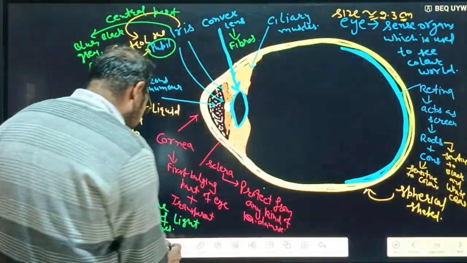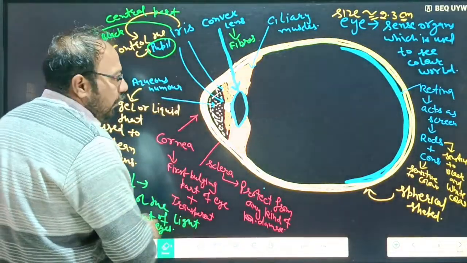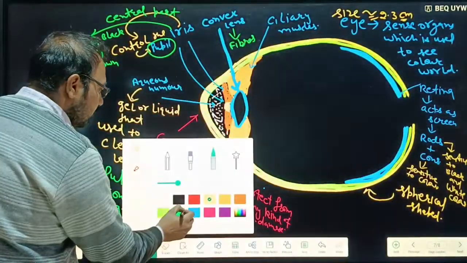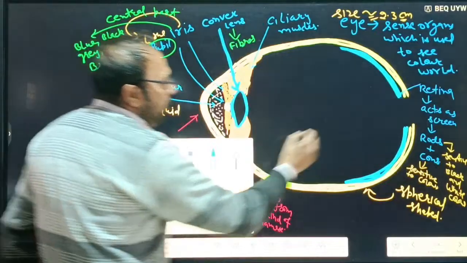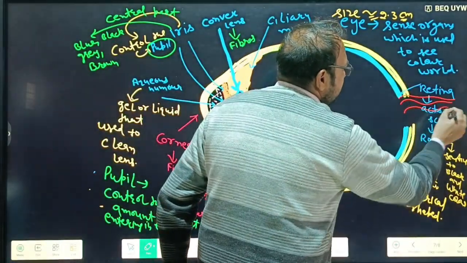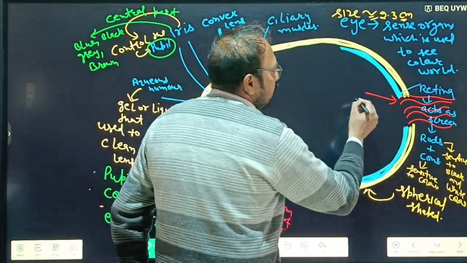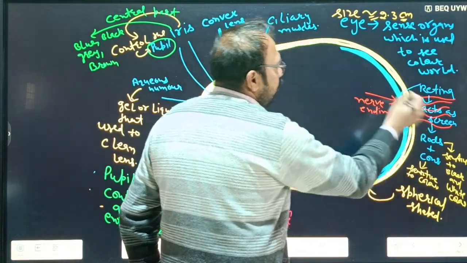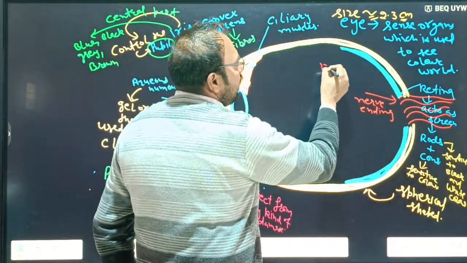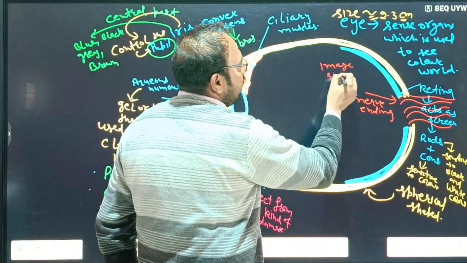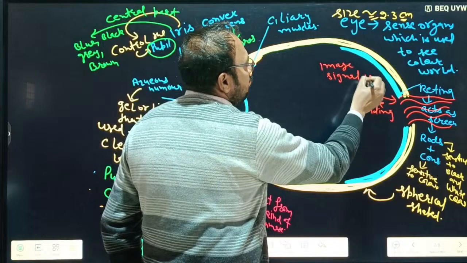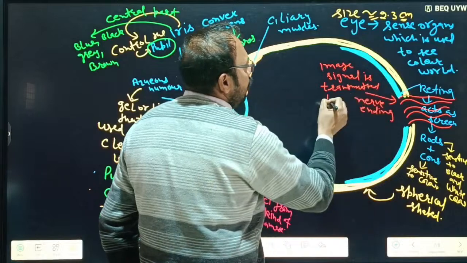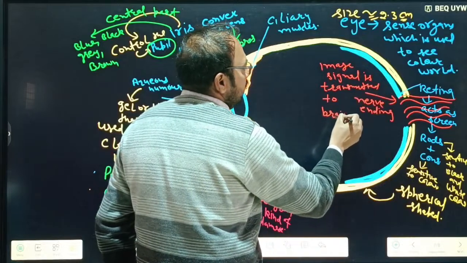So here we show that, for example, this. They are connected by many lines. So these are known as nerve endings. So here what happens? The image signal is transmitted to the brain.